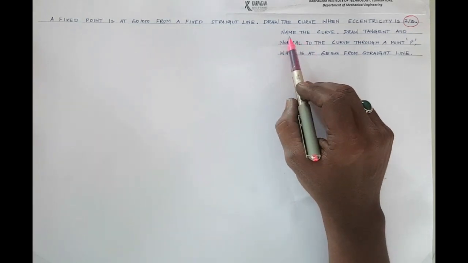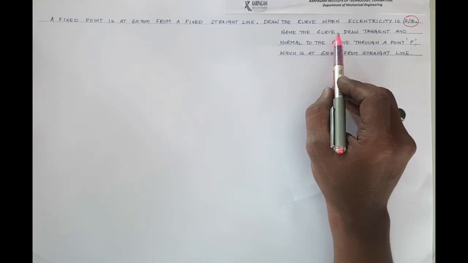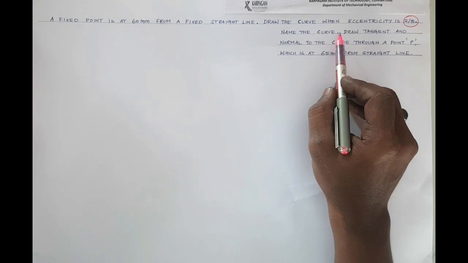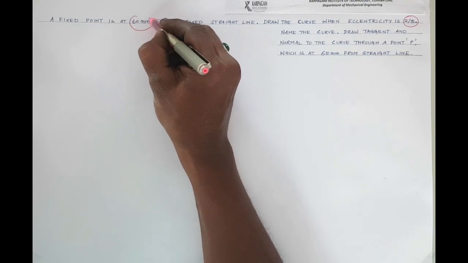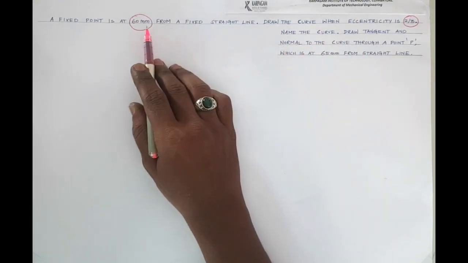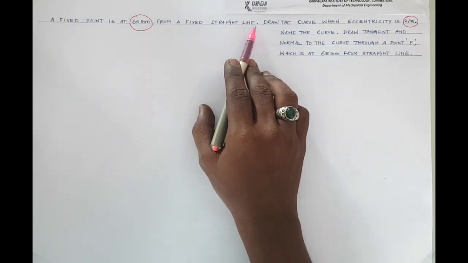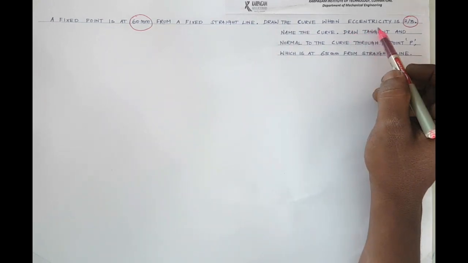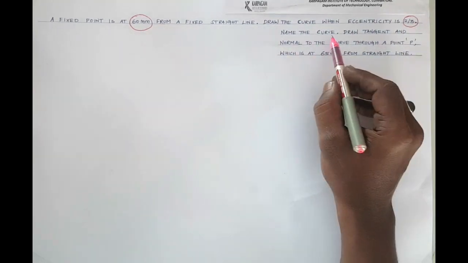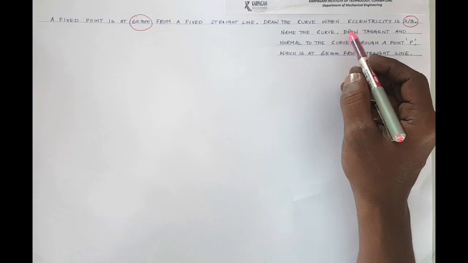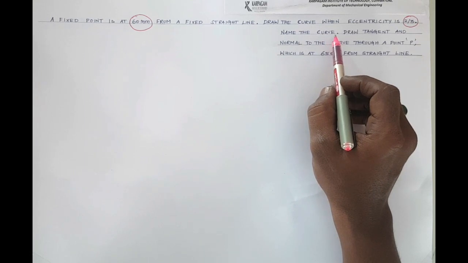Also, they asked us to find out which type of curve you are going to draw. So, after the completion of the given curve, we are using these two values. One value is 60 mm, distance of a fixed point from a straight line, and the second given data is the eccentricity. Based on these two data, we need to draw the curve. After completing the curve, we must give the name of the curve.